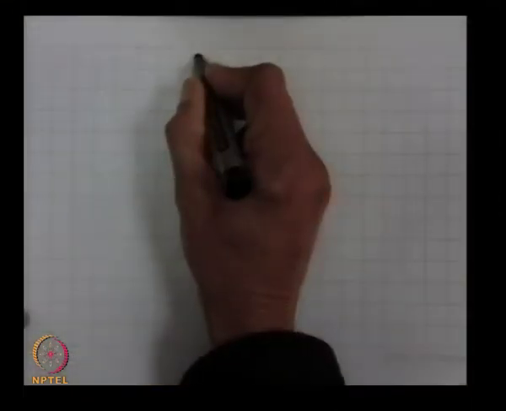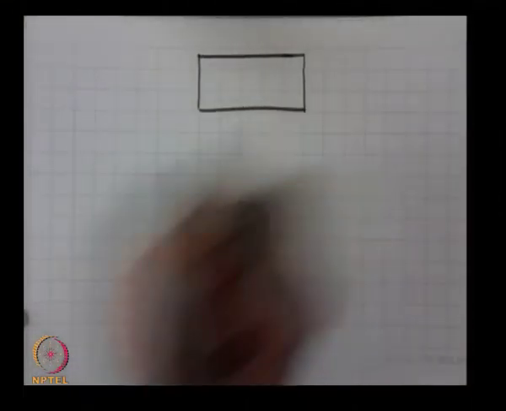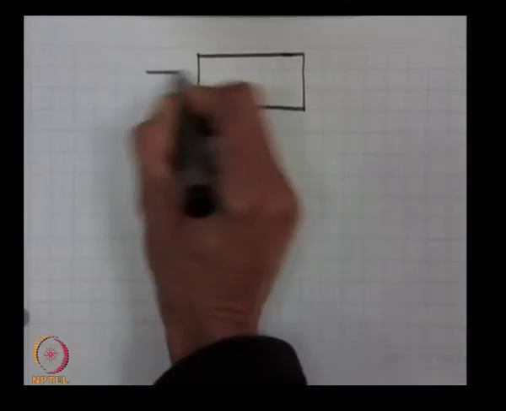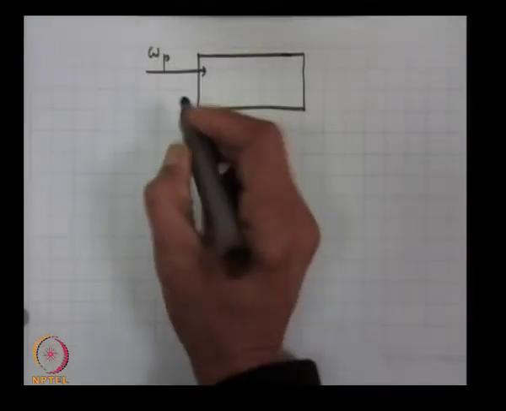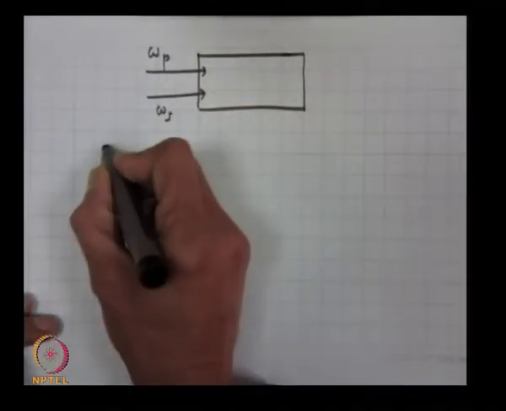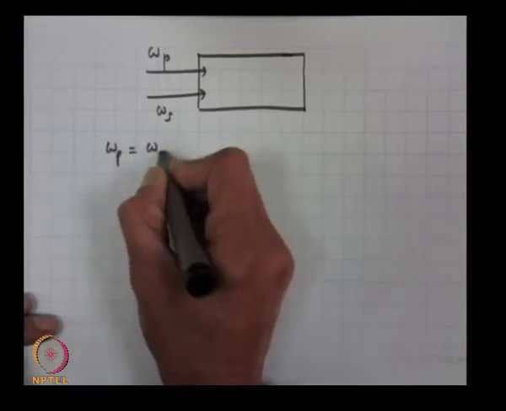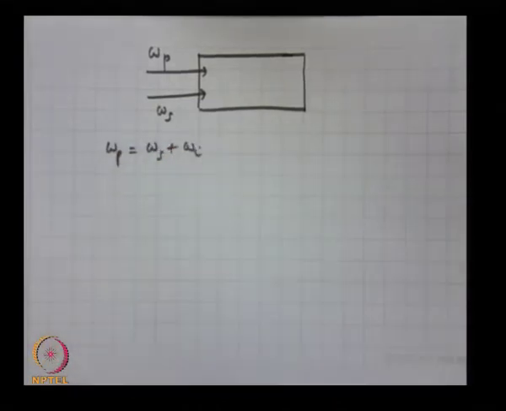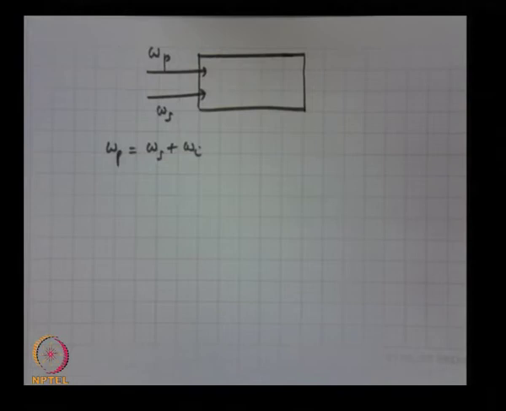So remember, what we have seen is if you take a nonlinear medium possessing a finite chi2, if you launch a frequency omega p pump and a signal omega s, with omega p is equal to omega s plus omega i, then it is possible to amplify the signal at frequency omega s by the process of parametric down conversion. So that means this particular device acts like an amplifier.